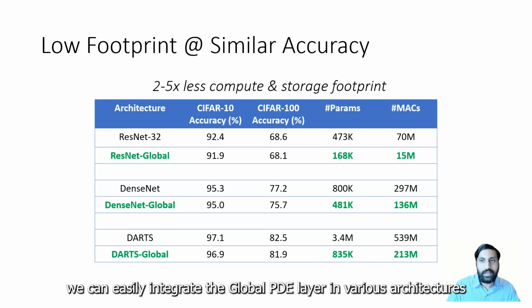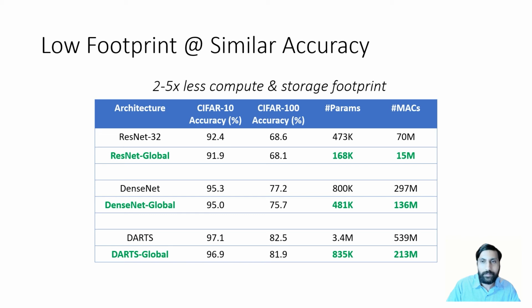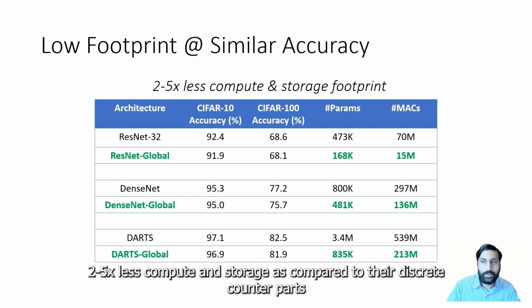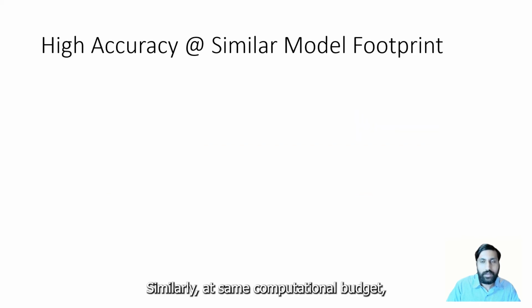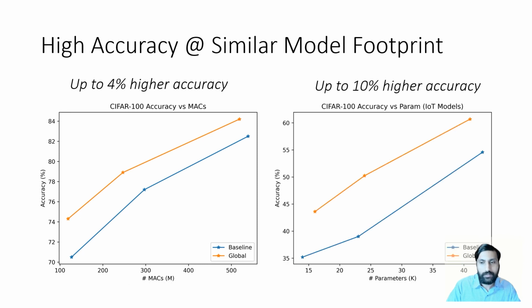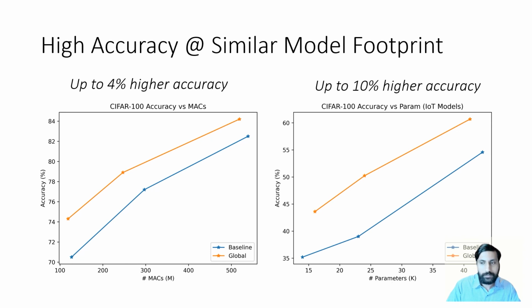We can easily integrate the global PDE layer in various architectures such as DenseNet and DARTS in addition to ResNets. On CIFAR-10 datasets, to achieve similar accuracy, global CNNs use 2 to 5x less compute and storage as compared to their discrete counterparts. Similarly, at the same computational budget, global CNNs achieve up to 5% higher accuracy. This gap increases to 10% on tiny IoT models.